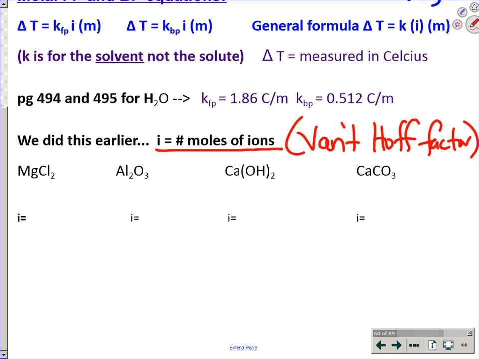All right, so I want you to consider the dissociation of each of these ionic species, and in your groups, come up with the i number, meaning the number of ions they form. Write down those 4 examples and go.